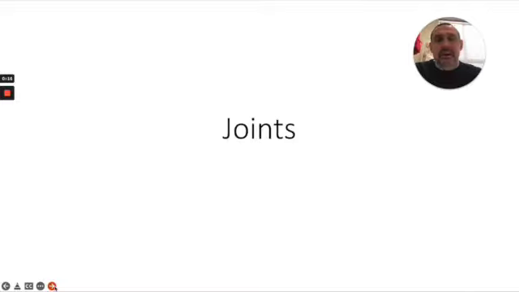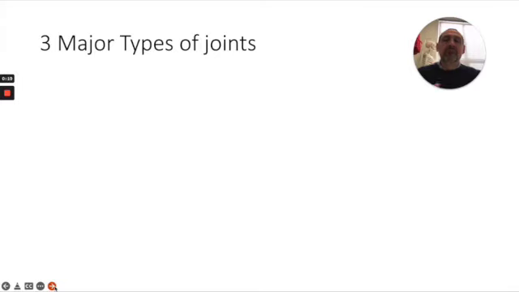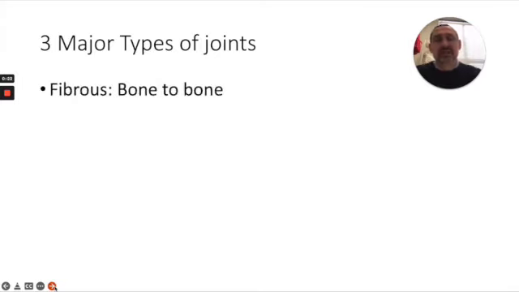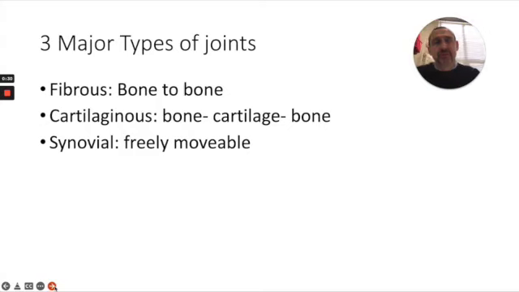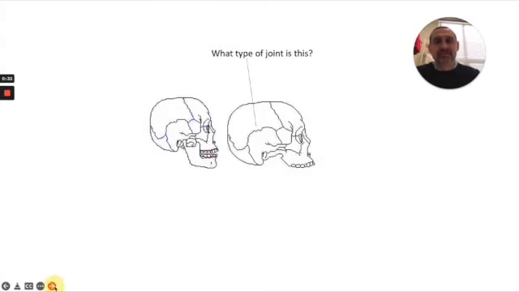This video is about the different types of joints. There's three major types of joints. Fibrous joints connect bone to bone. Cartilaginous joints are going to make a cartilage sandwich: bone, cartilage, bone. And then synovial joints are freely movable joints.